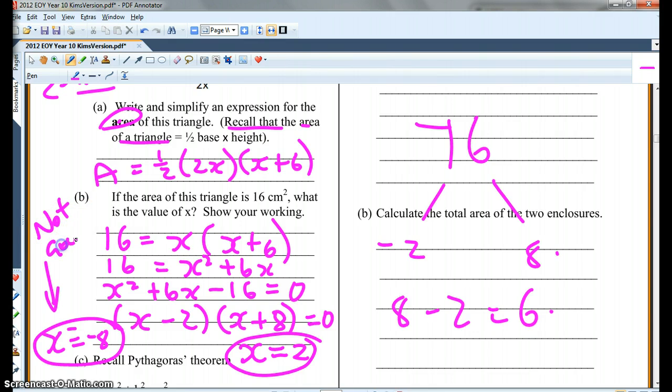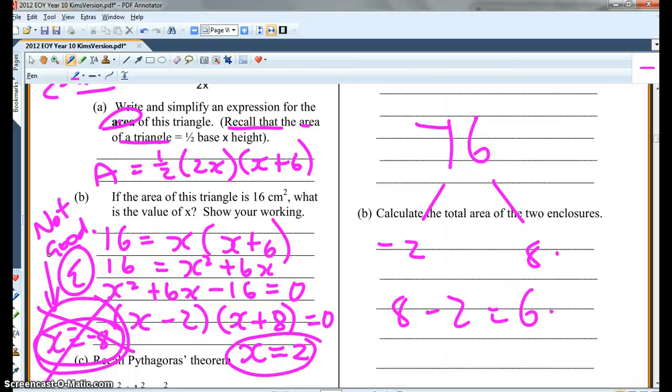Not good. Okay? Can't have a negative solution. Now, for excellence level students, if you actually find this solution and then discard it, that's the excellence level. Because you've actually factorised, solved, and then discarded the one that you can't have, a negative length.